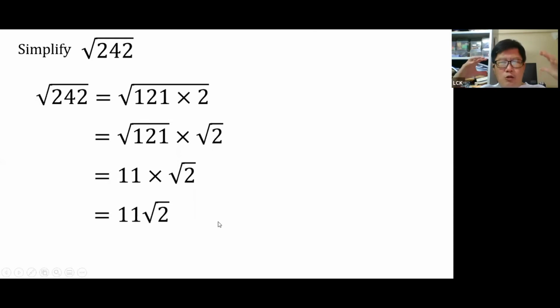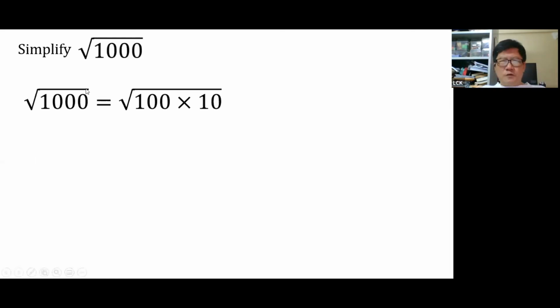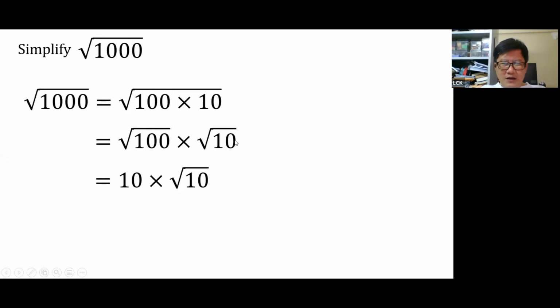So look at the steps. The steps are exactly the same. Drill up to the point where you can do everything off the top of your head. Also, simplify the square root of 1,000. 1,000 is simply 100 times 10. So you've broken it down into two numbers, a multiplication of two numbers. Divide it into two surds, square root of 100 times square root of 10. Square root of 100 is simply 10, and your square root 10 remains the same. And you've got your answer.